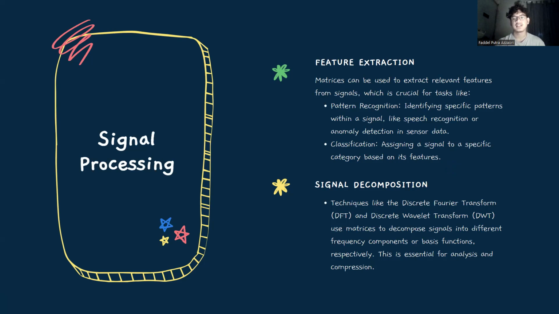And there's also signal decomposition, where techniques like the discrete Fourier transform or DFT and discrete wavelet transform or DWT use matrices to decompose signals into different frequency components or basis functions, respectively. This is essential for analysis and comprehension.